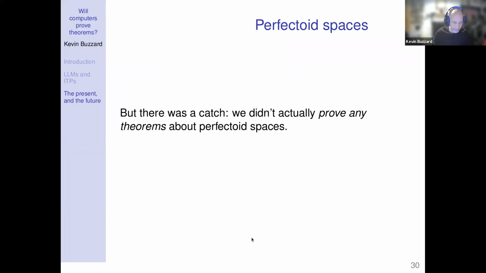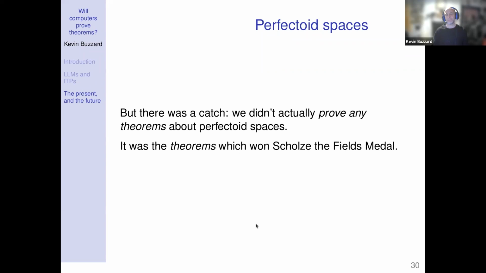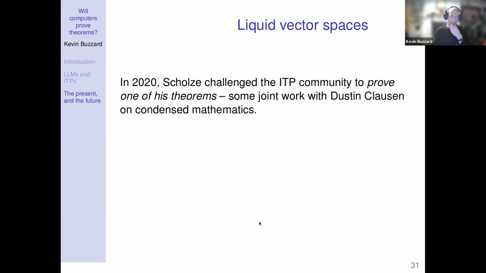So let me get back to the mathematics. Sorry about that distraction. The catch was in our work, the reason you could tell it was a publicity stunt was that we didn't actually prove any hard theorems about perfectoid spaces. What we actually did was get to the definition and then we stopped. It was the theorems which were the meat in some sense. It was the theorems which were on Scholze and the Fields medal. And so in some sense, the work was rather shallow.